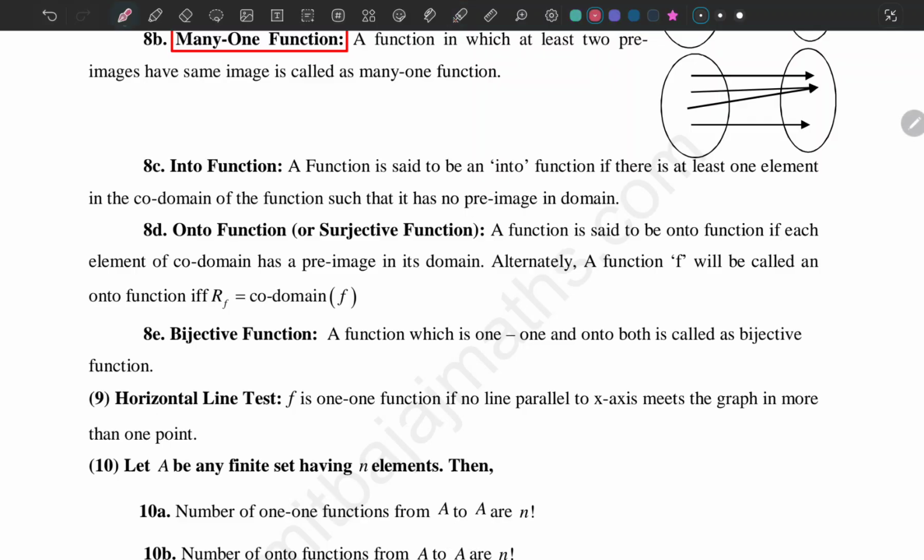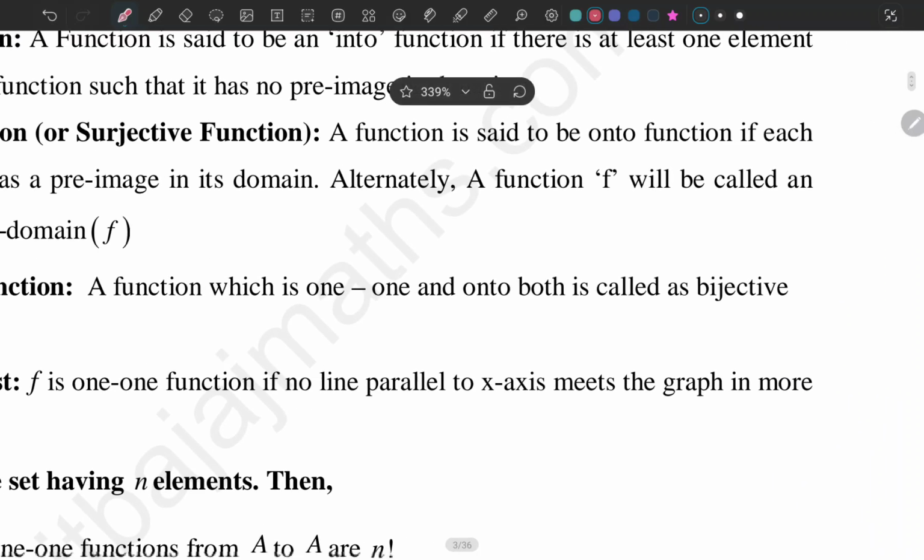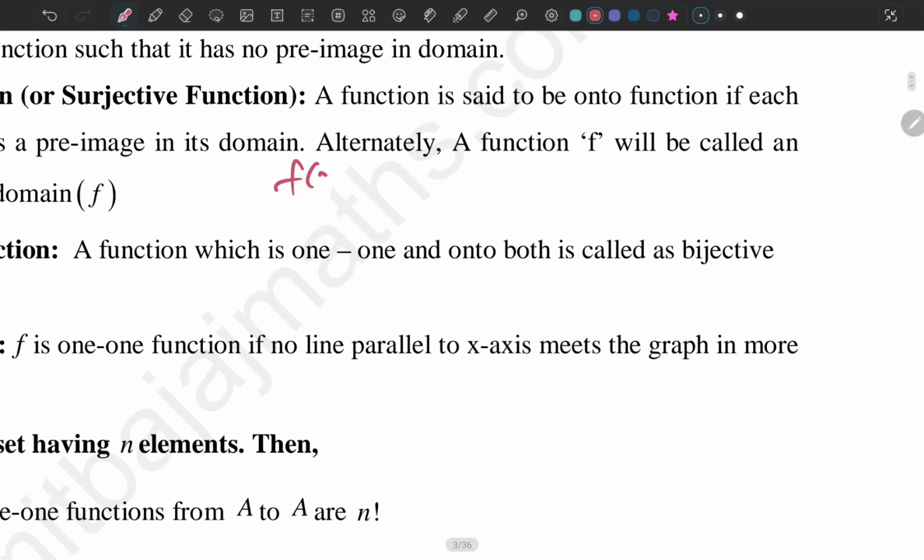Well, before into, let's come to onto function. So let's say that you have a function f(x) equated with y, and then solve for x from here, right? Let's say that x is coming out to be some f(y). I hope you understand that you just have to solve for x from this equation, right?